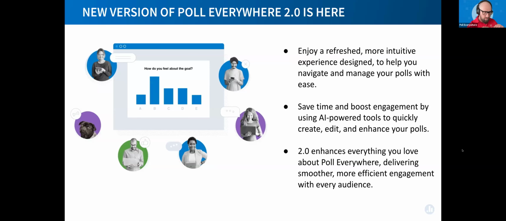So why are we here today? We're here for Pull Everywhere 2.0. With Pull Everywhere 2.0, we have some really cool new features, new look, new feel, everything, right? Part of that, you're going to enjoy a refreshed, more intuitive experience design, so it's going to help you navigate and manage your polls with ease. At the same time, it's going to help boost engagement by using AI-powered tools to quickly create, edit, and enhance your polls. And lastly, 2.0 is going to help enhance everything you love about Pull Everywhere. It's going to deliver smoother and more efficient engagement with every audience.